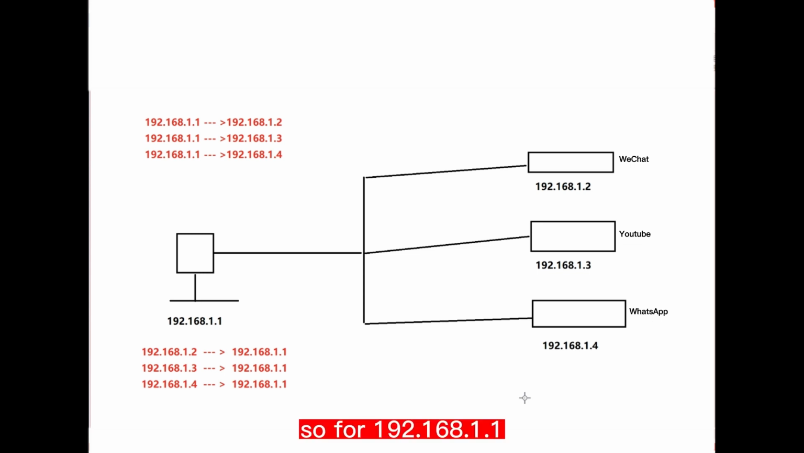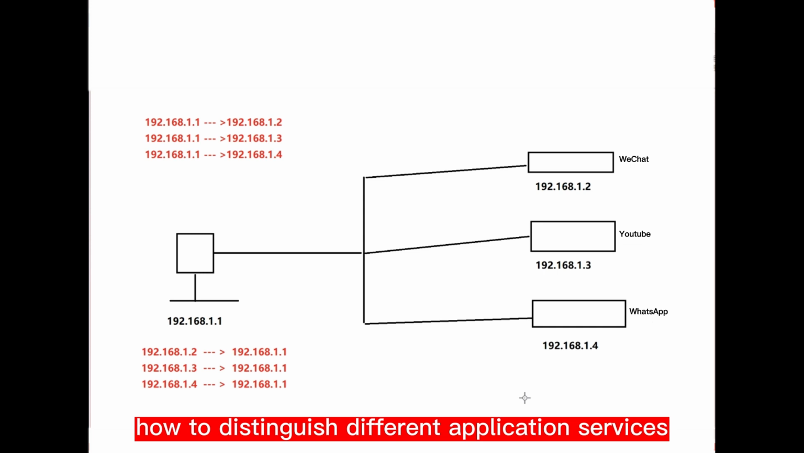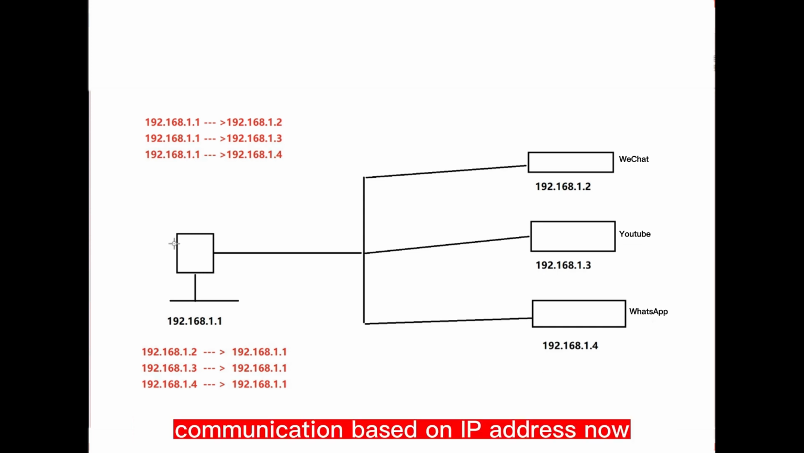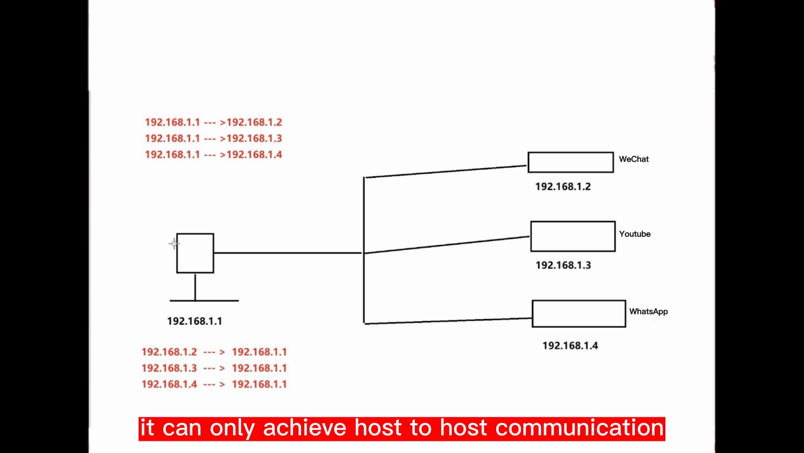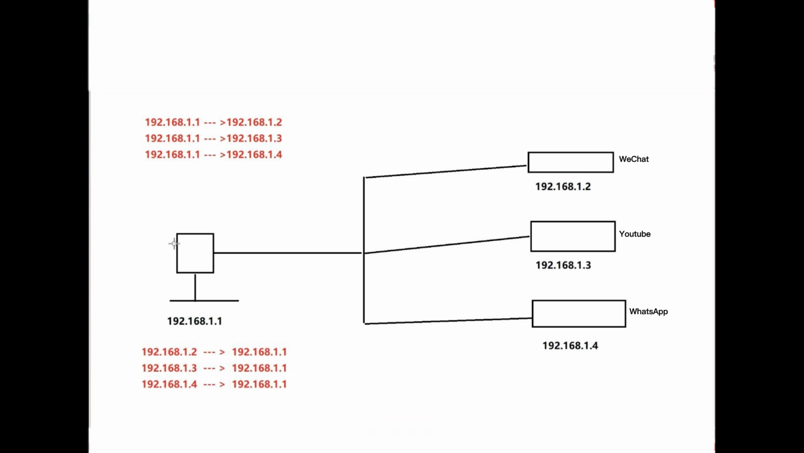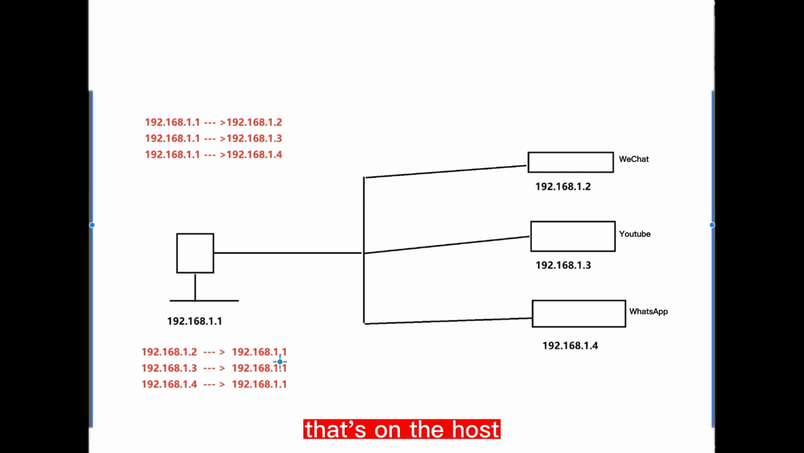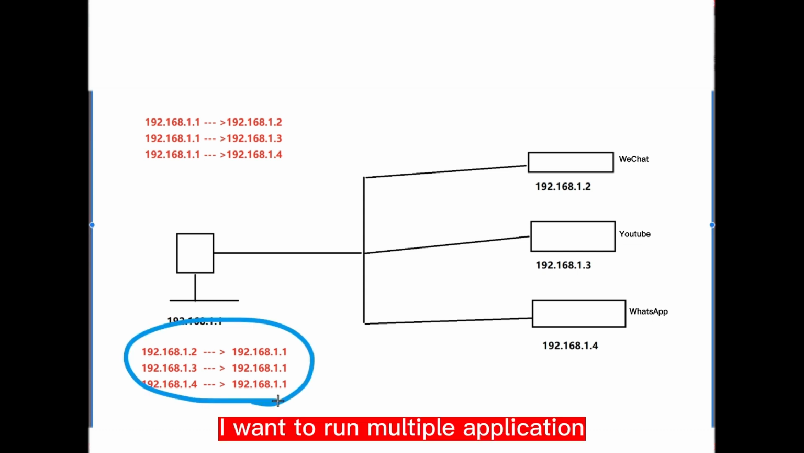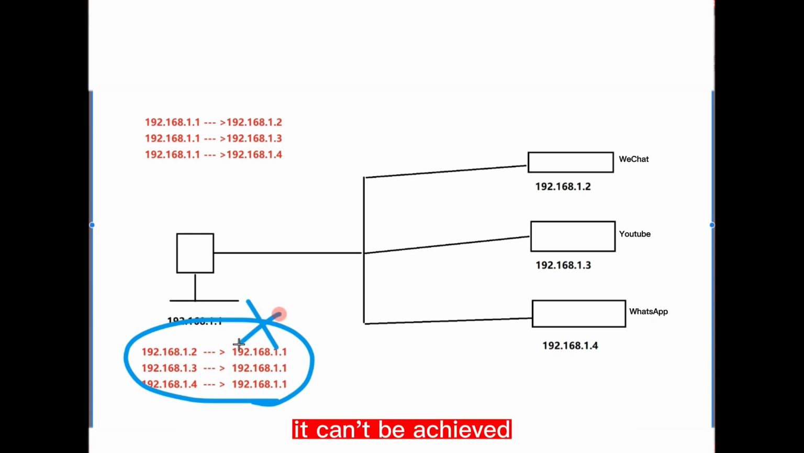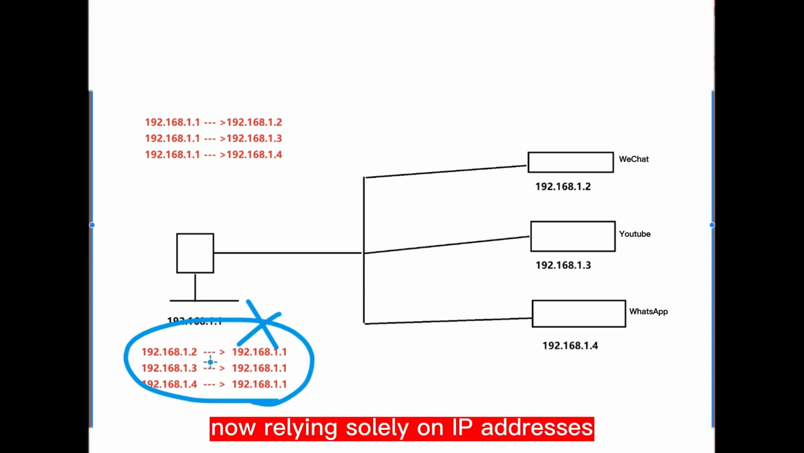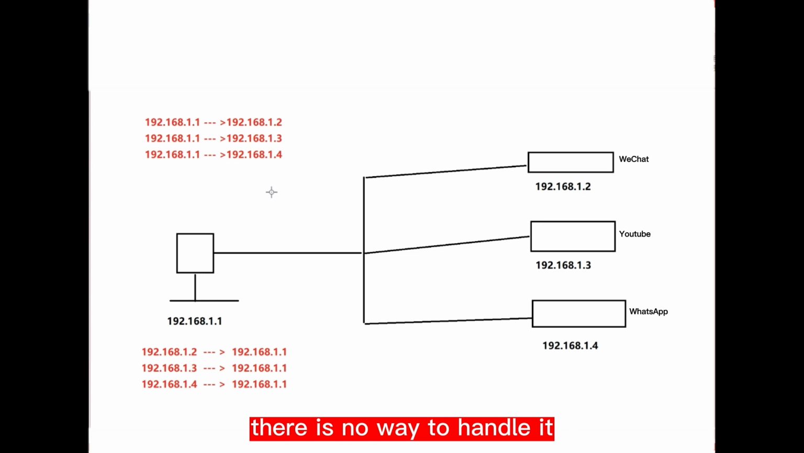So for 192.168.1.1, it is now time to differentiate. How to distinguish different application services? Communication based on IP address can only achieve host-to-host communication, that is, sending from one host to another host. Nothing more. If I want to run multiple applications on one device and implement multiple services, application-to-application communication can't be achieved. Relying solely on IP addresses, there is no way to handle it.